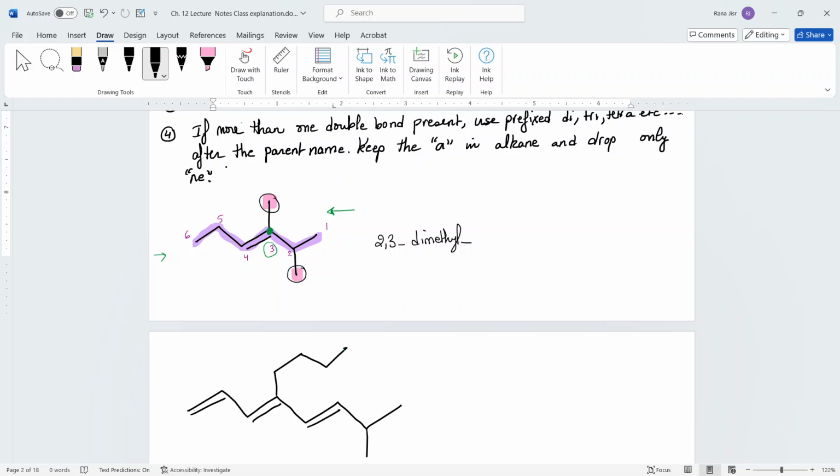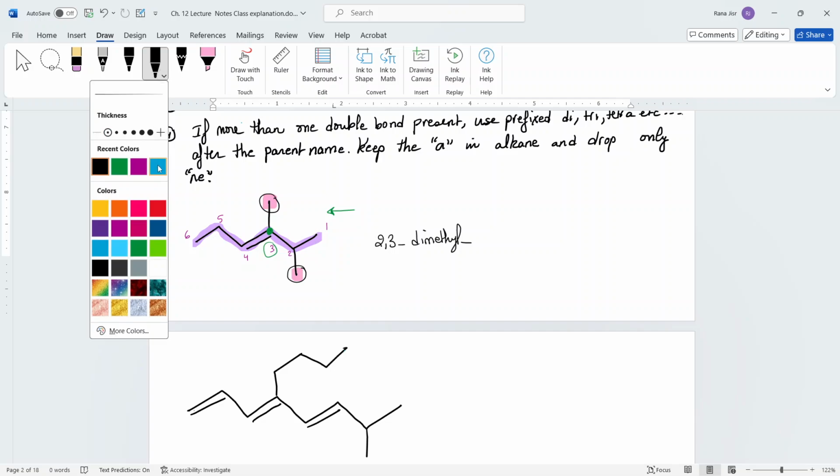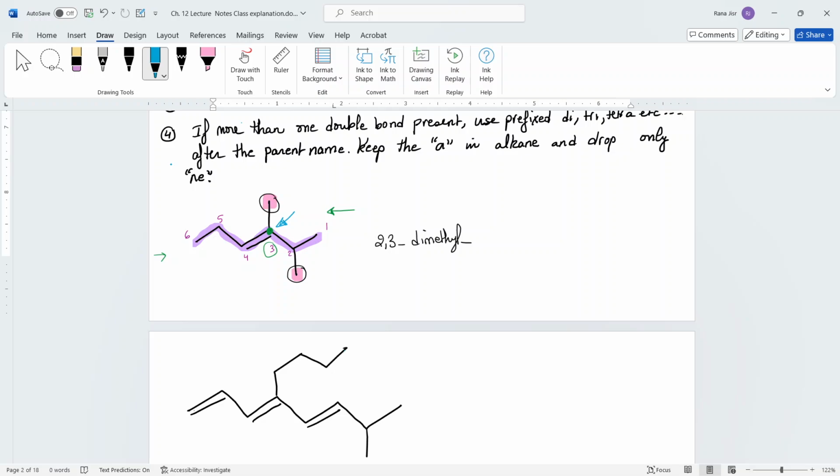Now I want to go ahead and name my parent chain, which is 6 carbons. It's a hexene, but the double bond is not on carbon 1. So I have to exactly locate where my double bond is. My double bond is on carbon number 3. This is where my double bond is. It starts on carbon number 3. So that name is going to be 3-hexene. So that 3 that you see here is for the alkene. That tells me my double bond is not on carbon number 1, my double bond is on carbon number 3.